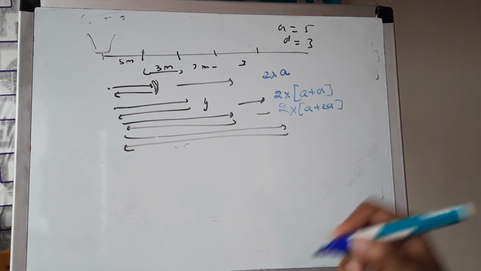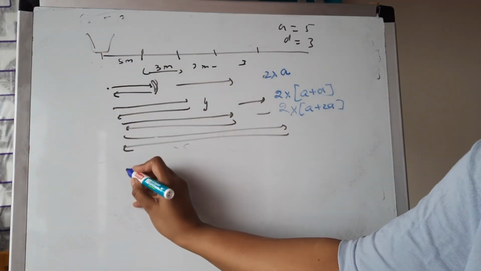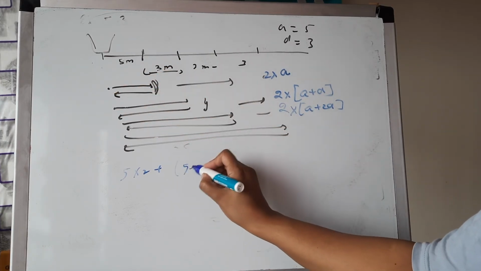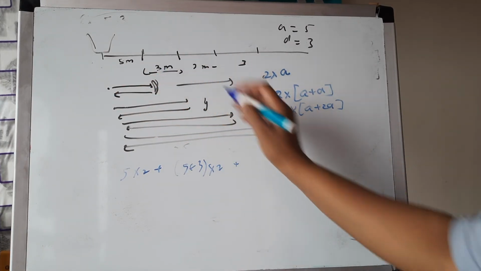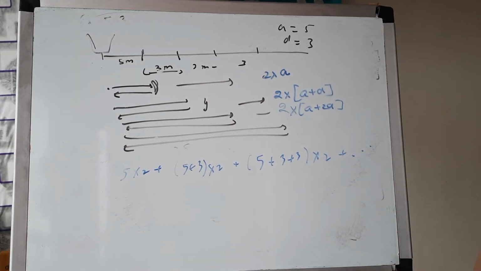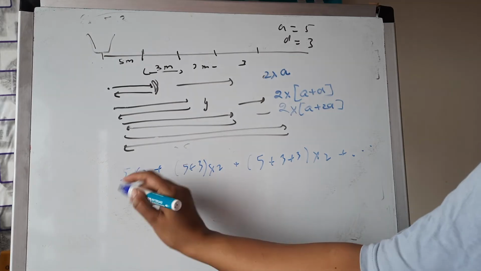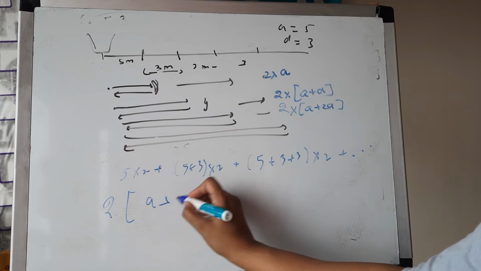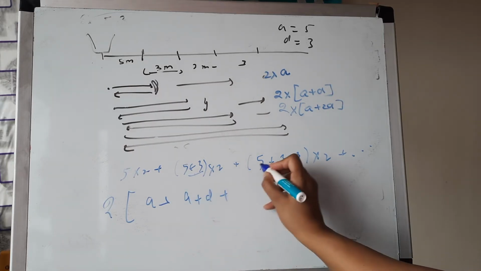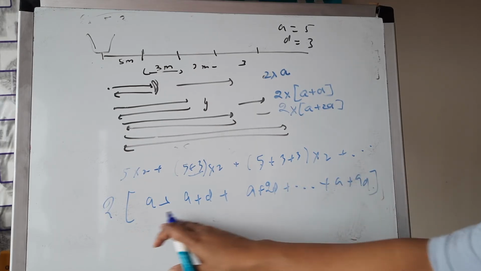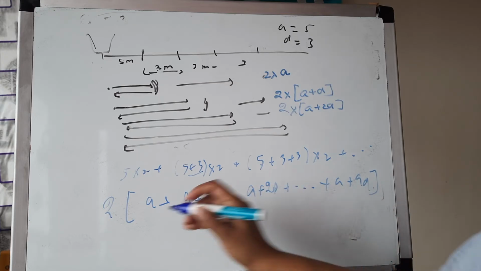So when the person moves from here to here, moves 5 and then comes back, 5 into 2, moves 5 plus 3 and comes back, 5 plus 3 into 2, moves 5 plus 3 plus 3 and so on, right, till the last potato, right? So what is this? 2, तो पहले यहाँ से कॉमन लेके बाहर ले जाओ इसे, right? What is this? A plus, what is this? It's actually a plus d, right? What is this? A plus 2d, right? Plus a plus 9d.